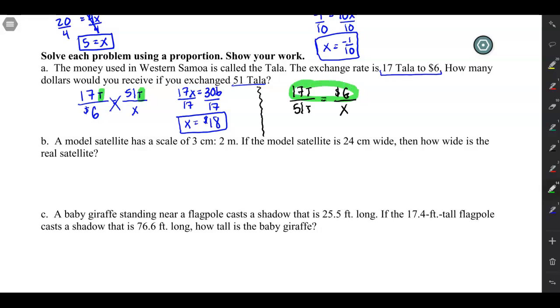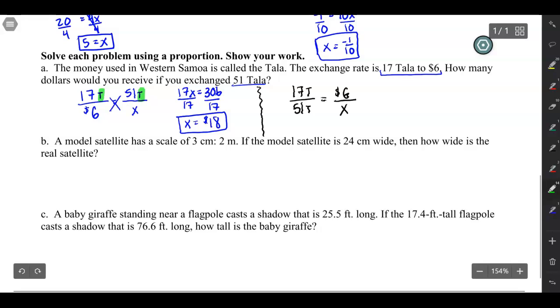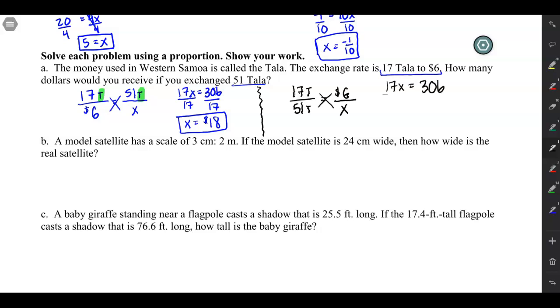And another important part of this proportion is that the top, that's my exchange rate. It's the 17 tala to $6. So I've got to make sure that those two things stay the same. They either got to be part of the same fraction, like in the first example, or they both need to be the numerators of the fraction. So I'm going to go ahead and cross multiply. I'll get 17x is equal to 306, which you'll notice is the exact same equation that I got previously. So this is going to give me the exact same answer. It's just a little bit of a different way of thinking about it.